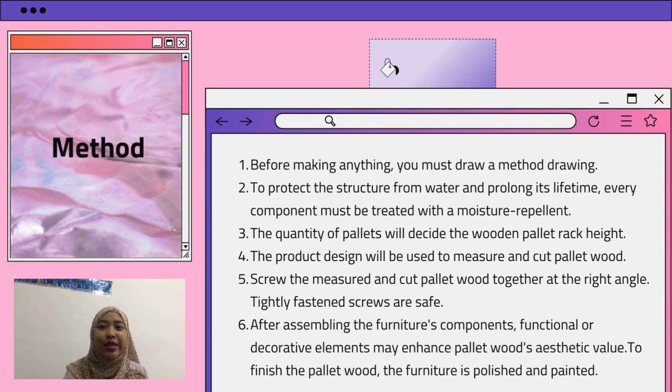Next, the product design will be used to measure and cut the pallet wood. And next, screw the measured and cut pallet wood together at the right angle. Tighten, fasten the screws so they are safe. And the last, after assembling the furniture, components, functional or decorative elements may enhance the pallet wood aesthetic value. To finish, the pallet wood furniture is polished and painted.